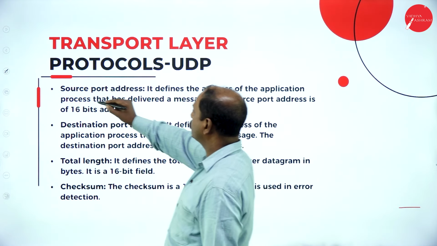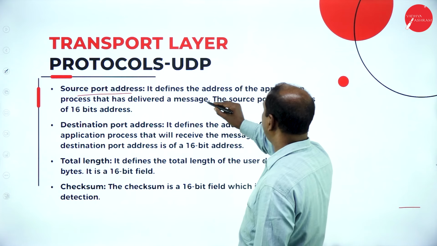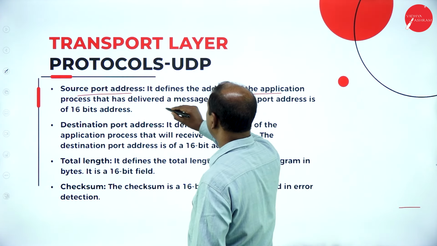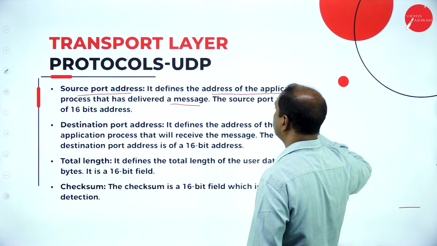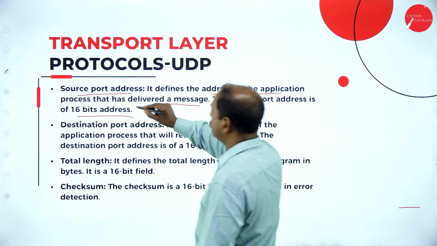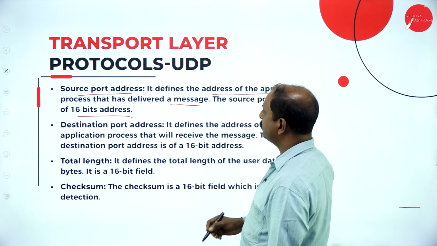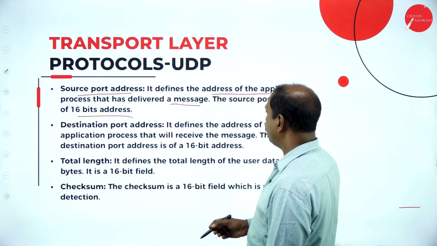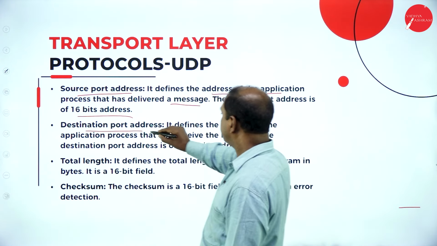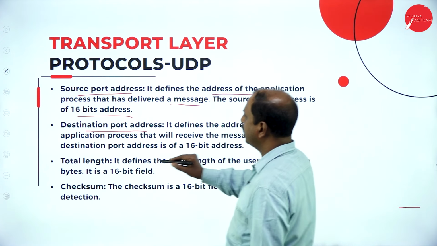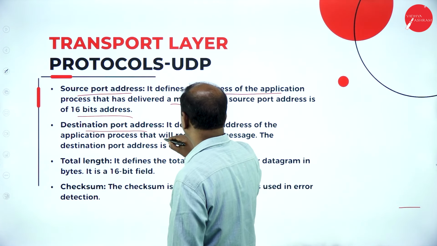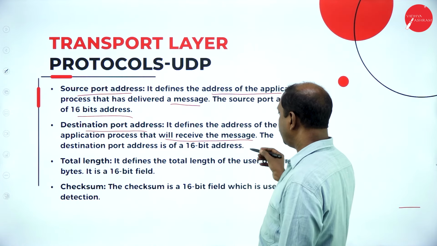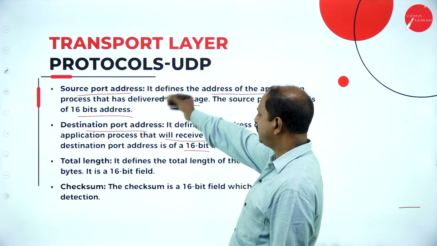One is the source port address. It defines the address of the application process that has delivered a message. The source port address is 16 bits. The next one is the destination port address. It defines the address of the application process that will receive the message, meaning the destination computer, and it is also 16 bits.